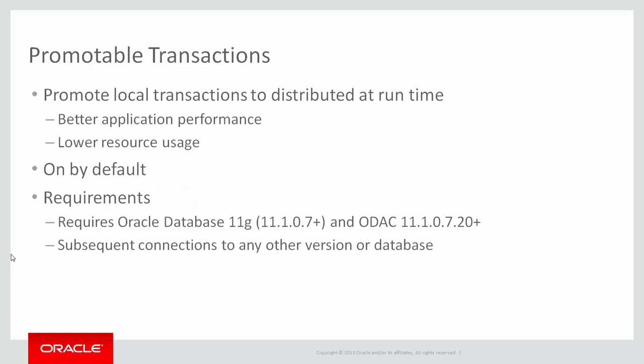And promotable transactions is a concept which means that you may have a statement that might need to become a distributed transaction, but you won't really know that until the runtime data is known. So instead of declaring the transaction to be distributed right off the bat, you can call it a promotable transaction, and it will start out as a local transaction, and if it turns out that it needs to participate in a distributed transaction, it will do so. By default, we turn this on. It does require Oracle Database 11.1.0.7 or later and ODAC or ODP.NET 11.1.0.7.20 or later, because that's where we enabled this.